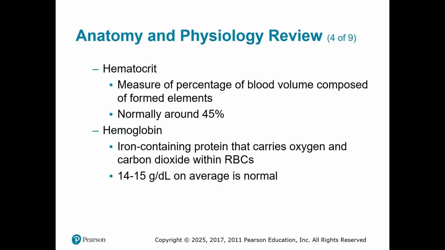Then you have hemoglobin. We know a little bit about hemoglobin. It's an iron-containing protein that carries oxygen and carbon dioxide within the red blood cells. Remember, when the red blood cells leave the aorta and go out to the cells, they're fully oxygenated, and they deliver that O2 to the cell. But when they get there, it picks up a certain amount of carbon dioxide and then delivers it back to the lungs for you to breathe out.